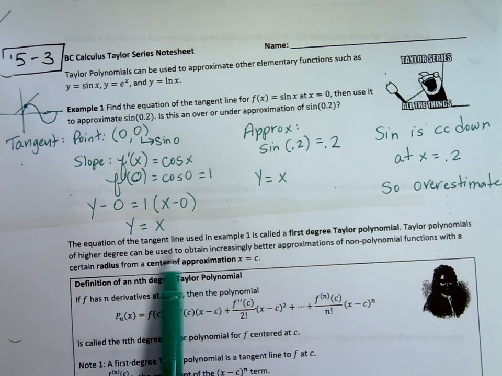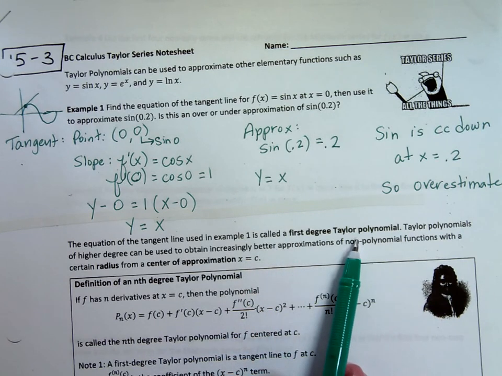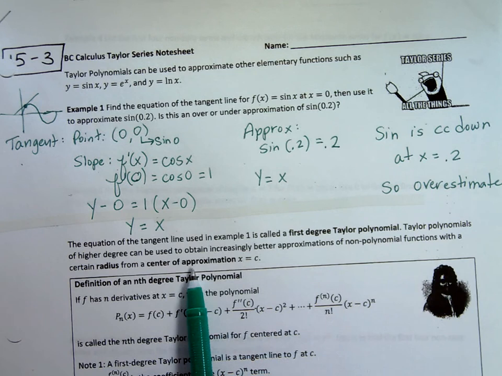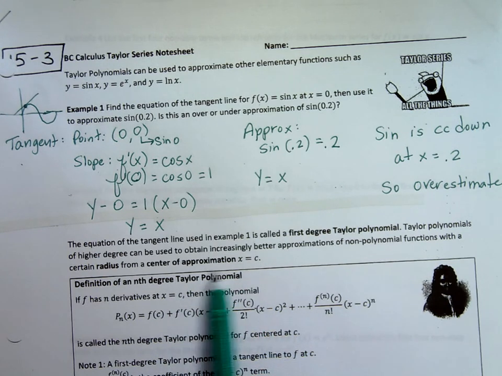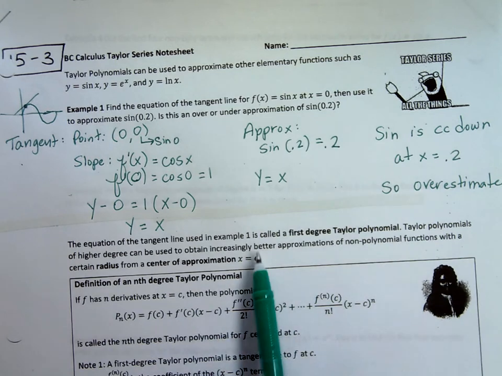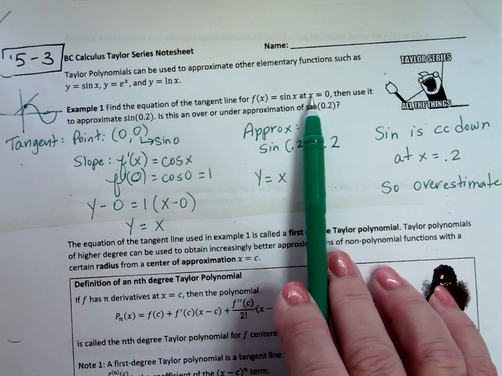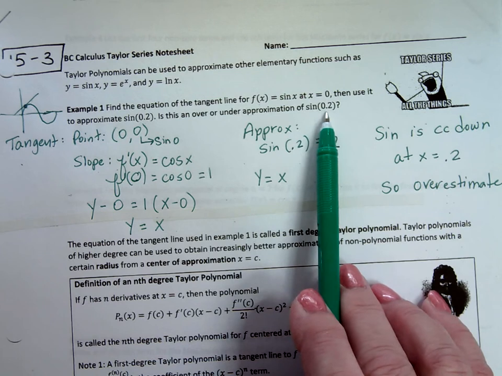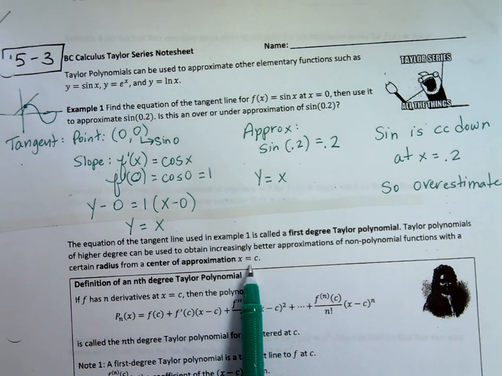So the equation of the tangent line used in example 1 is called a first degree Taylor polynomial. Taylor polynomials of higher degree can be used to obtain increasingly better approximations of non-polynomial functions within a certain radius from a center of approximation at x equals c. So here's what he's talking about. My center was at 0. That's where they told me to look, and I was trying to approximate close to 0 at point 2. So my center of approximation was x equals 0 for that particular problem.